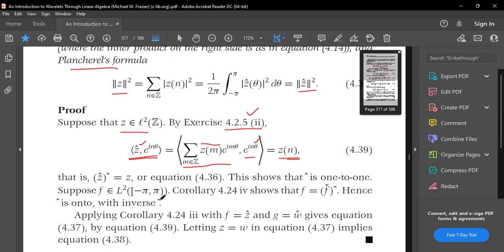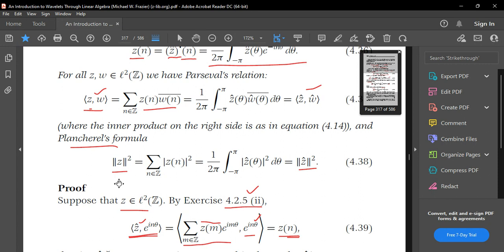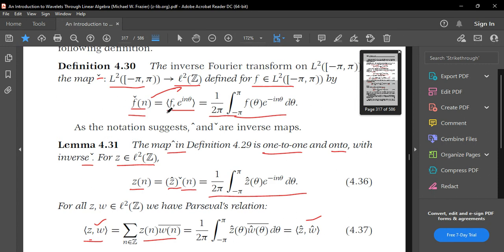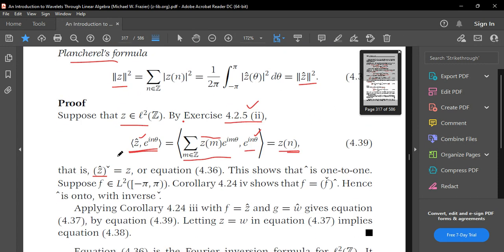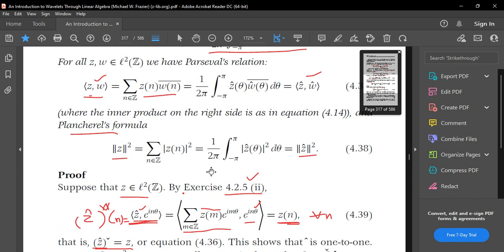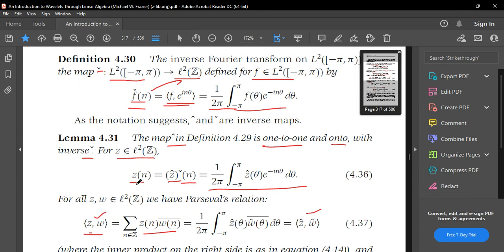So what is z cap inverse? This inverse is defined by the inner product of z cap and e raised to i n theta. So z cap inverse of n is equal to the inner product between z cap and e raised to i n theta, which we have got as z of n. It is true for all n, so we can write that z cap inverse is equal to z, that is equation 4.36. Yes, and we have proved the first one.